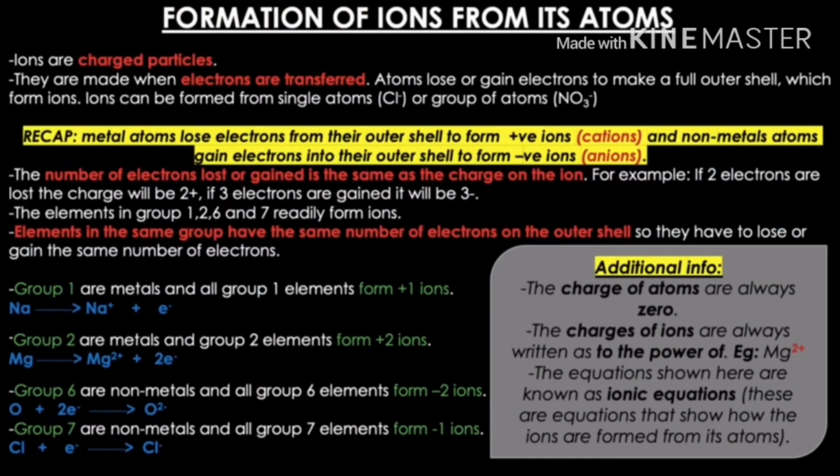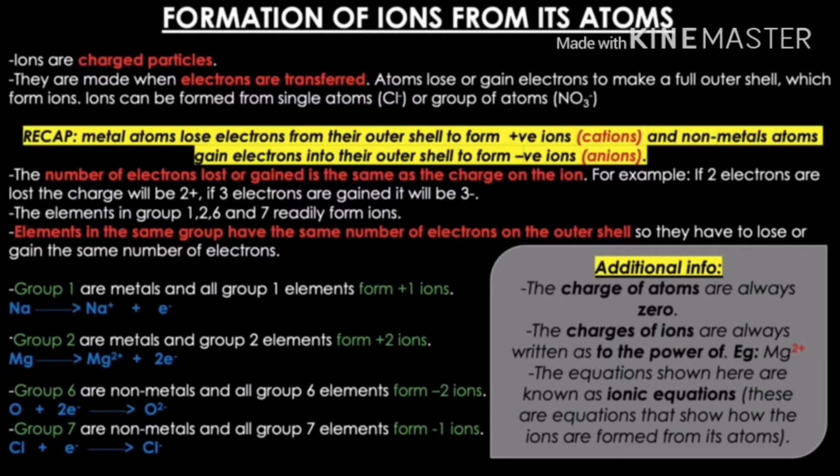Formation of ions from atoms. Ions are charged particles. They are made when electrons are transferred. Atoms lose or gain electrons to make a full outer shell, which forms ions. Ions can be formed from single atoms or groups of atoms.